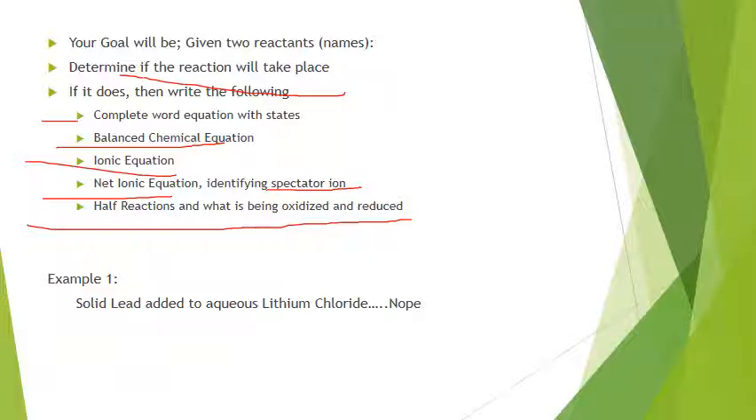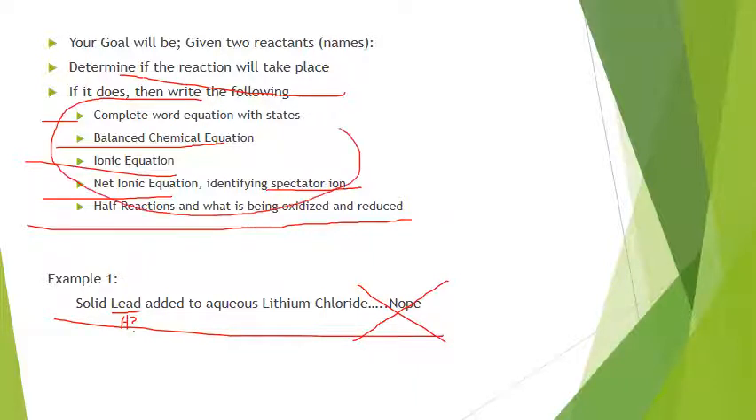So let's start out with this one: solid lead added to aqueous lithium chloride. Well, we have to see if the reaction takes place, so we go to the activity series. If the reaction takes place, lead would have to be higher than the lithium. If you look at the activity series, lead is not higher, so this reaction will not take place. If you get a situation like this, you don't need to do the rest of the steps.